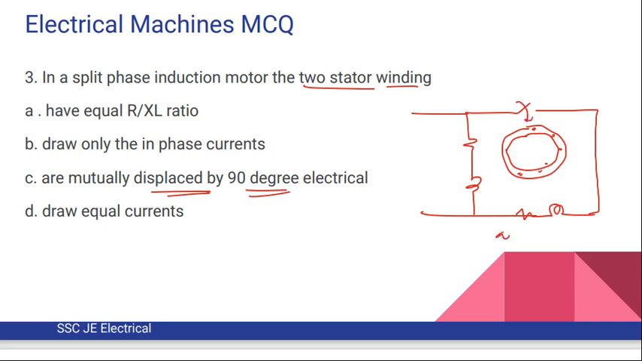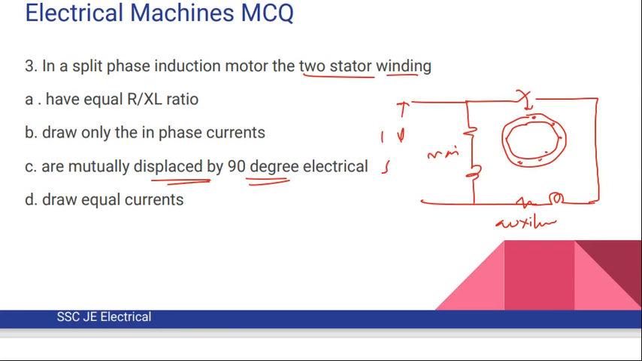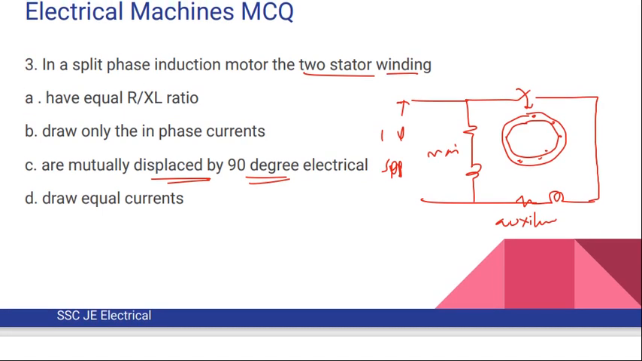This is the auxiliary winding, and this is the main winding. Both will be displaced by 90 degrees. This is a single phase supply, and both the main winding and auxiliary winding will be displaced by 90 degrees. So this is the correct answer. In a split phase induction motor, the two stator windings are mutually displaced by 90 degrees electrical.